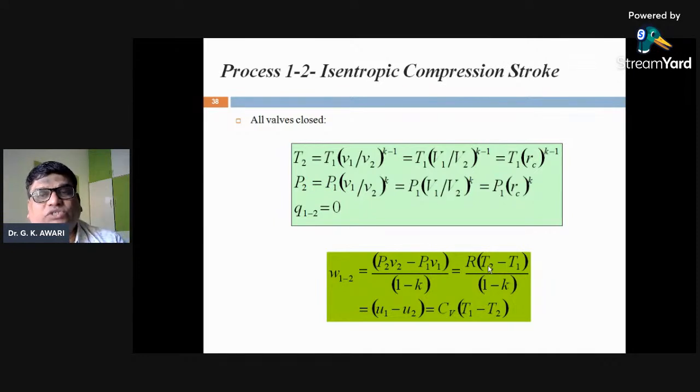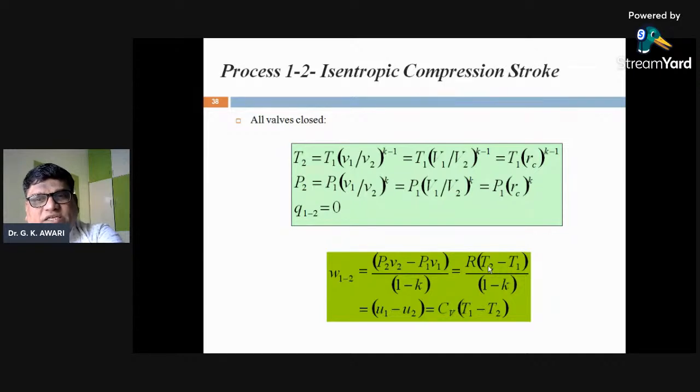So T2 is equal to T1 in bracket V1 by V2 to the power of gamma minus 1, is equal to T1 in bracket rc to the power of gamma minus 1. P2 is equal to P1 in bracket V1 by V2 to the power of gamma, is equal to P1 rc to the power of gamma. So Q1-2 is nothing but zero. It is the isentropic compression stroke.